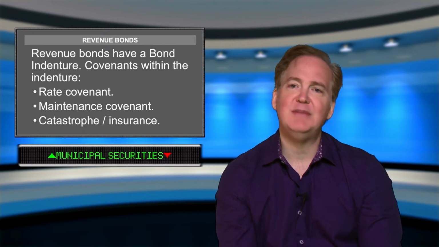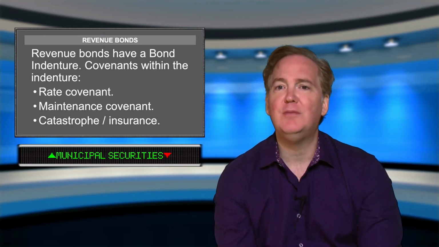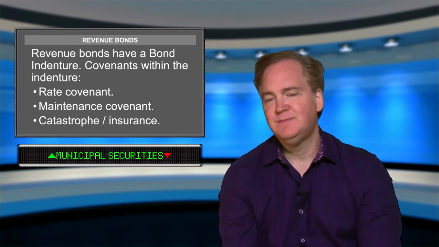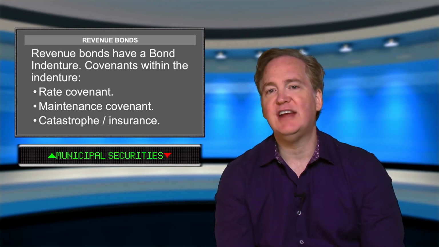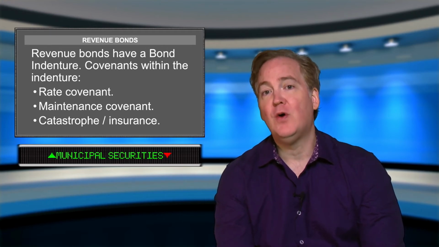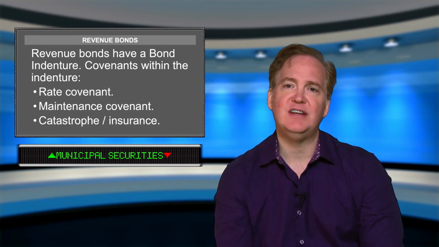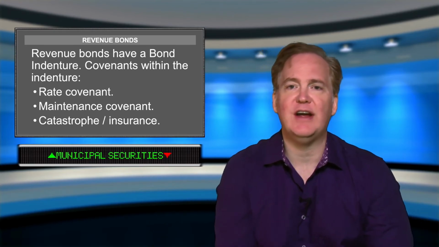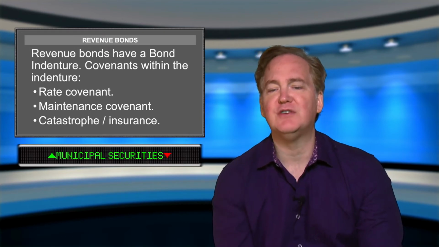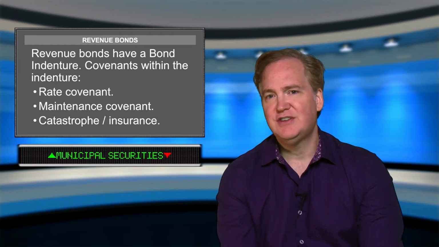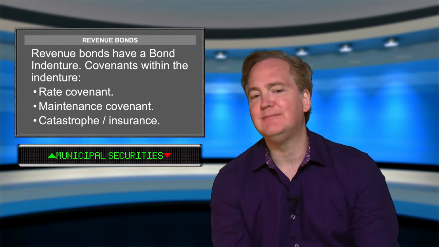They must promise to maintain the facility. If the facility isn't maintained, nobody is going to use it. All revenue bonds come with a catastrophe provision or a catastrophe call. If the facility should be unfortunately damaged because of a hurricane or a tornado or a flood, all the bonds will immediately be called and insurance will pay off the bondholders. So they promise to maintain adequate insurance on the facility.